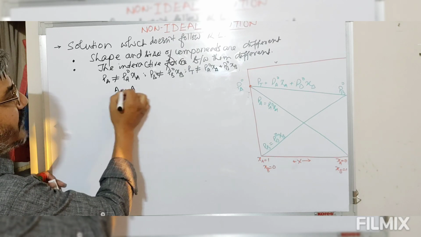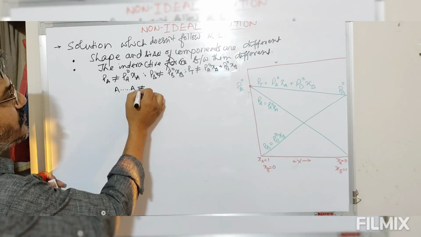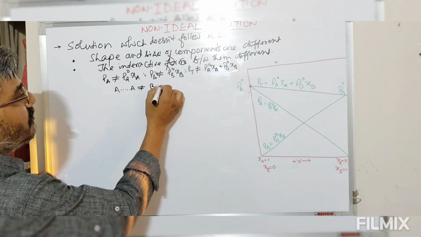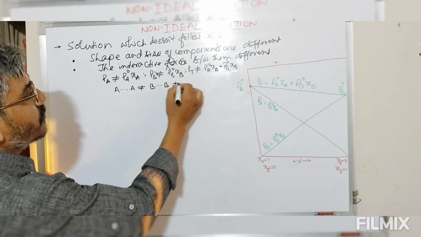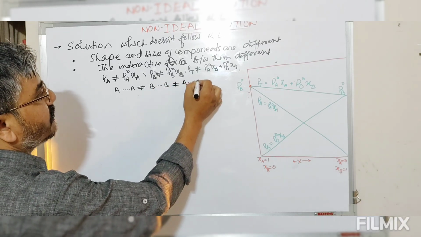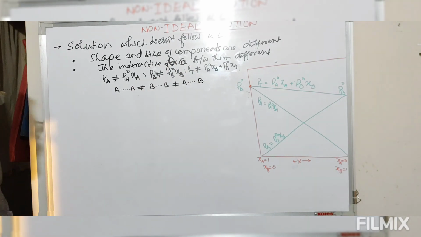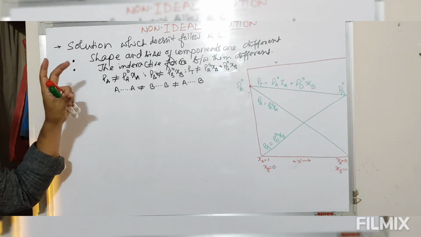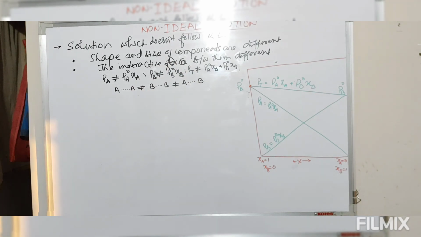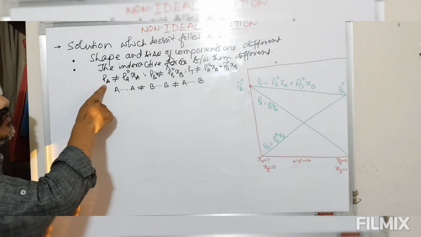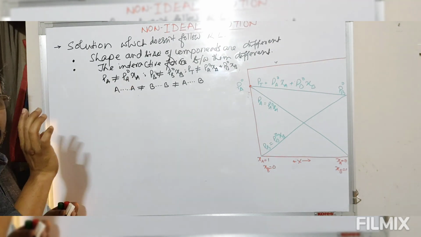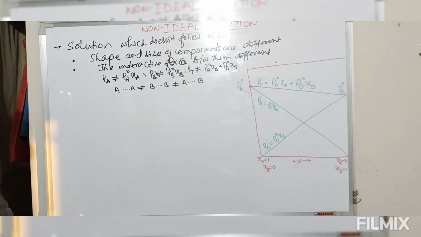AA interaction, the magnitude of AA interaction is not equal to that of BB interaction, which is not equal to the magnitude of AB interaction. So this is for an ideal solution. Now the question is, look at this. This value may be greater than this value or maybe less than the ideal value. Based on this, we have two types of non-ideal solution.